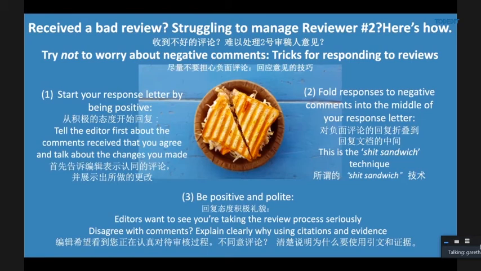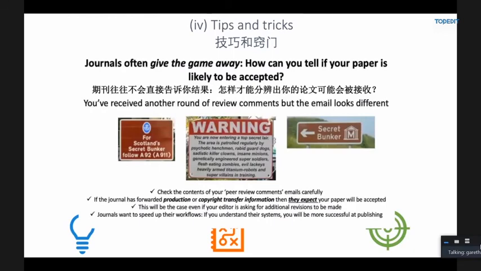Peer reviewers often make comments about work. If you can counter those negative comments with citations, with evidence, you will have a much higher chance of getting your work published. The comments come back from the journal, and it is also often the case that journals will give the game away. We get comments back all the time on our papers. Often comments come back that request major revisions or indeed a resubmission. But at the same time, in the email that comes from the journal, there are production or copyright transfer information also included in the email.